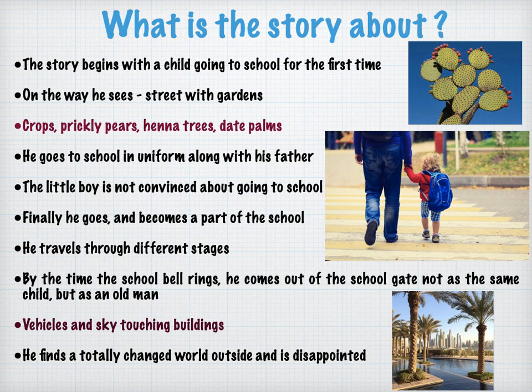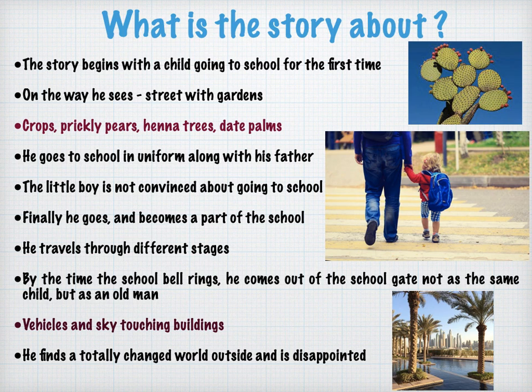What is the story about? Instead of going through the entire text, here is a summary of what happens within the story. The story begins with a child going to school for the very first time, and he's going with his father. On the way, he sees the street with gardens. He can also see crops, prickly pears, henna trees, date palms, etc. He goes to school in uniform along with his father.